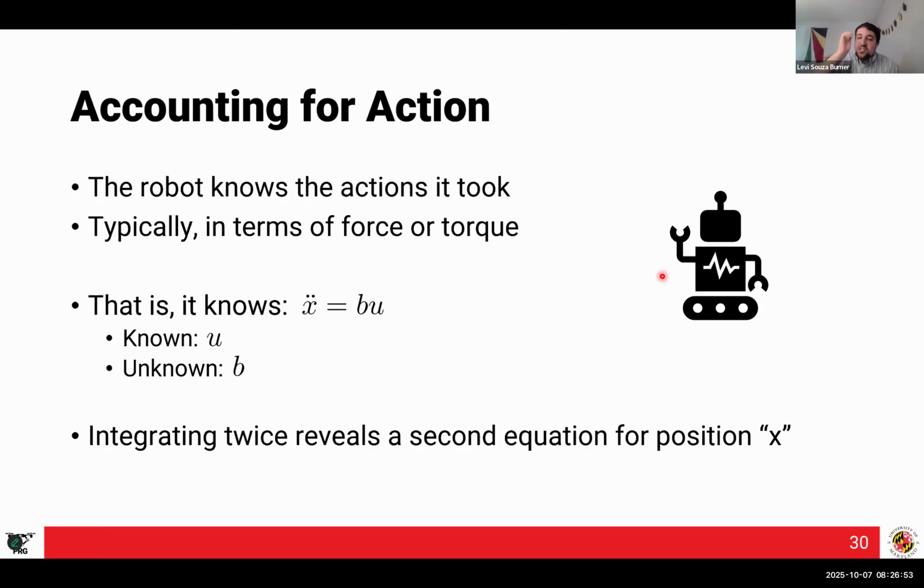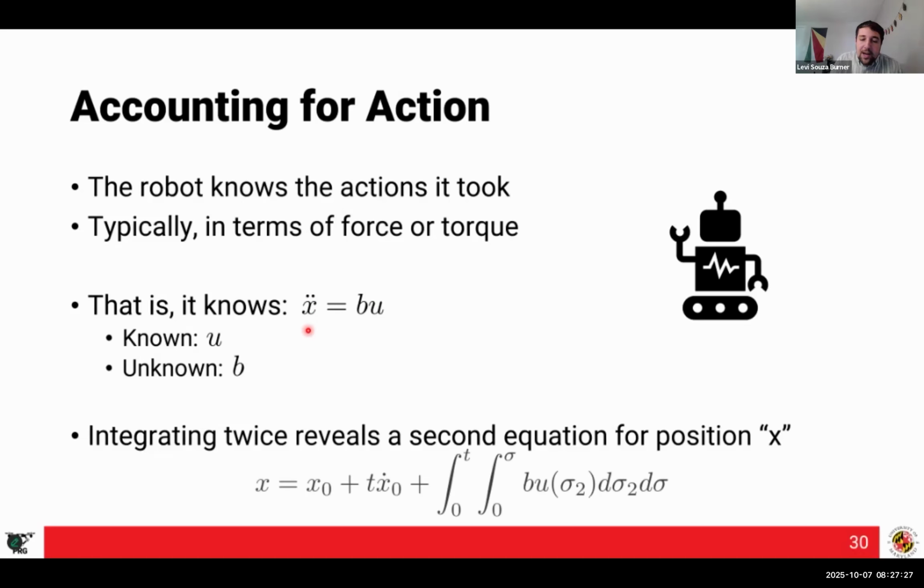It knows what it sent its motors to make it travel that figure-8, typically in terms of a force or a torque. But it doesn't know exactly what these forces and torques are. It knows that it sent some input U into the system, and it got multiplied by some unknown gain, which depends on the strength of the motors and the mass of the robot and many other things. And it is turned into an acceleration x double dot. And so we know U, we don't know B, and we know that it turns into x double dot, which has certain properties, but again, we don't know what the exact number is.